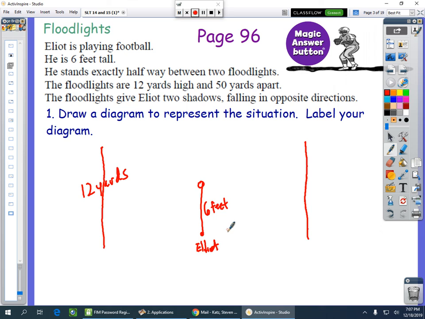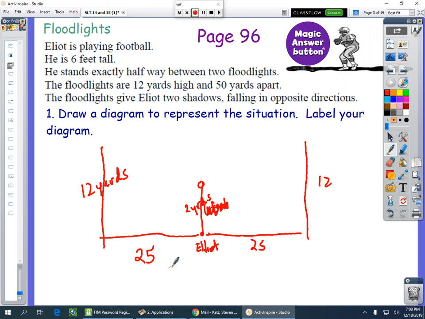There are 3 feet in a yard, so that means he is going to be 6 times 3. I'm sorry, there are 3 feet in a yard, so he's actually going to be 2 yards. So 6 divided by 3. Next, this is also 12, and they're 50 yards apart, which means from here to here is going to be 25, and from here to here is going to be 25.